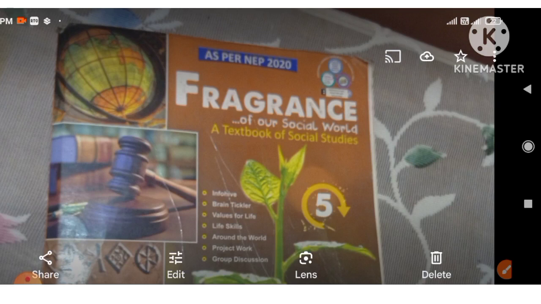Now today we will study the science book of class 5. The book name is Fragrance. In this chapter we will study about environmental pollution.